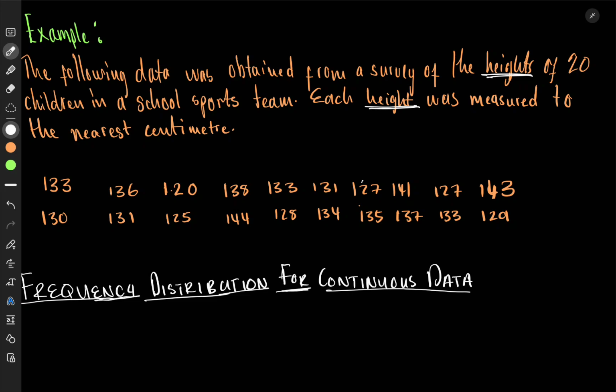Now let's go ahead. Each height was measured to the nearest centimeter. So here's another piece of important information. Now look at what it's saying. Here's our data: 136, 133, 136, 120, 138, and so on.